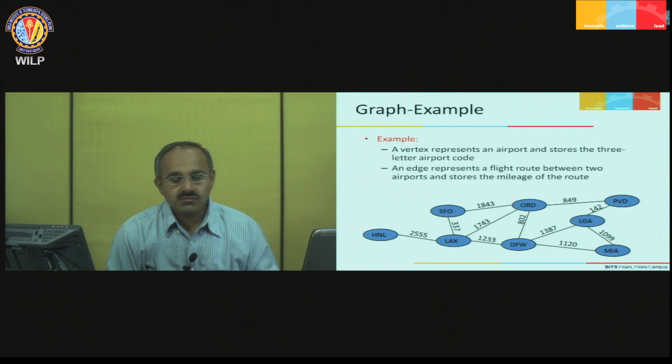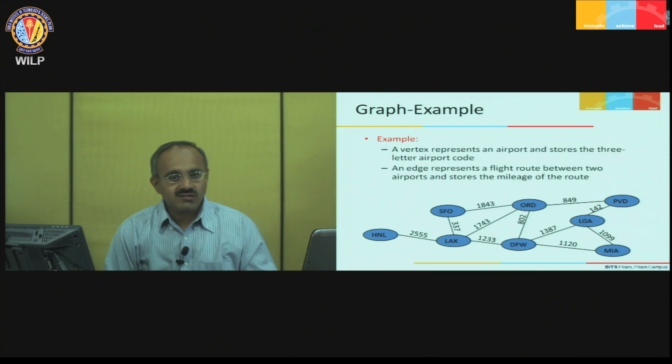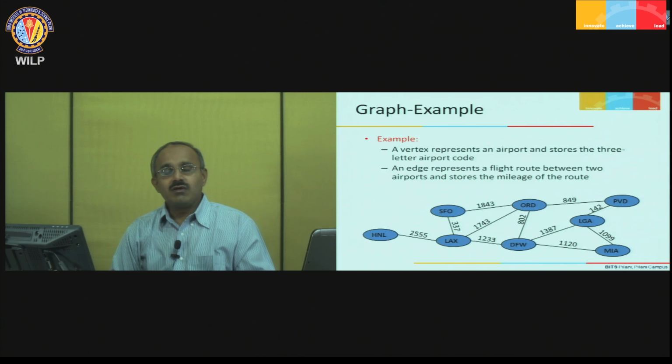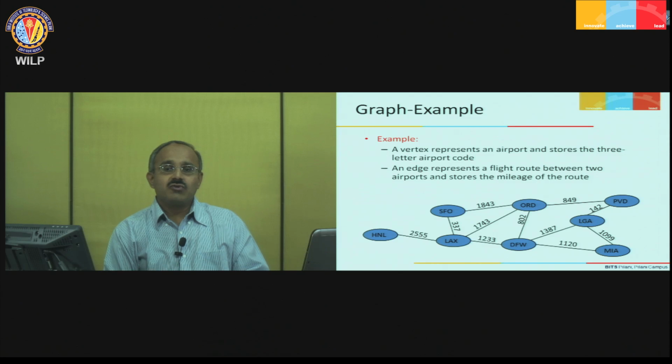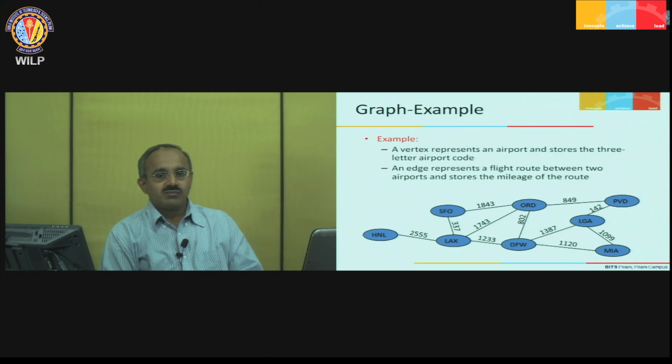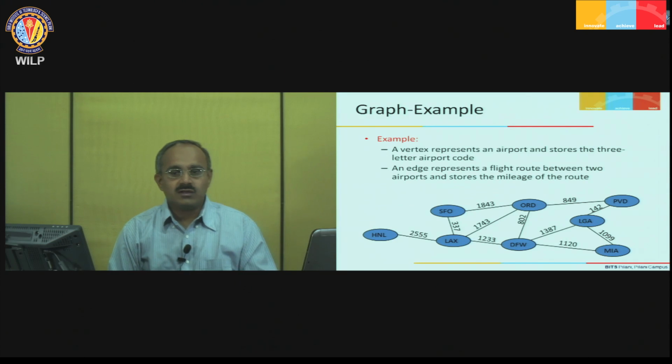So, a graph, as we said, is going to be used extensively in modeling of real life problems. In this particular example, a vertex is going to represent an airport, and we are going to store a 3 letter code, which is going to be the airport code. An edge is going to represent whether there is a flight between 2 airports. So, the relationship that we are having between 2 cities or 2 airports is whether there is a flight from this airport to the other airport.